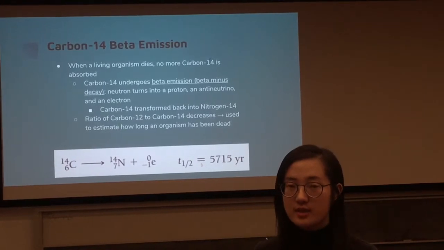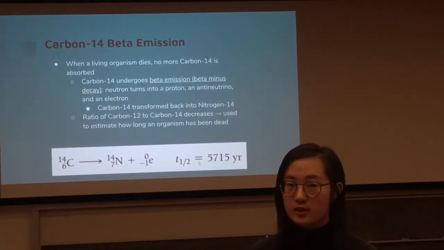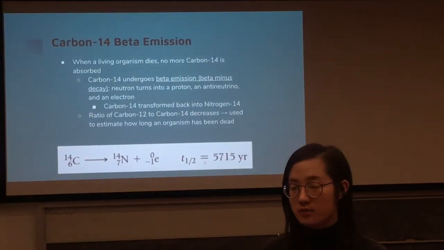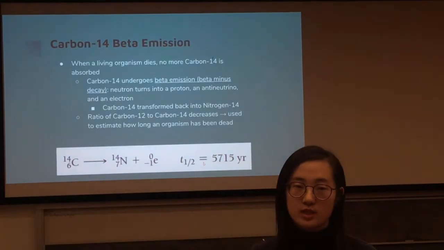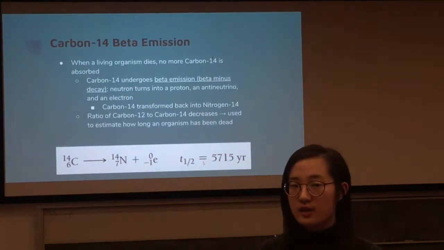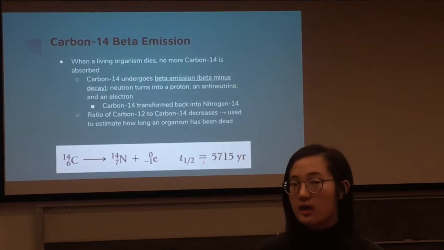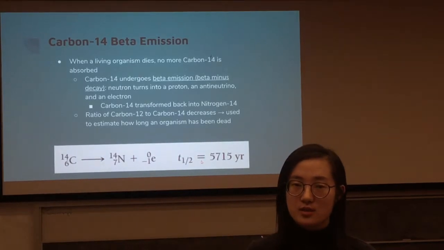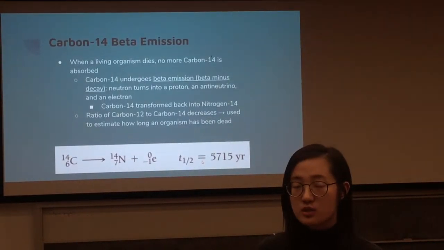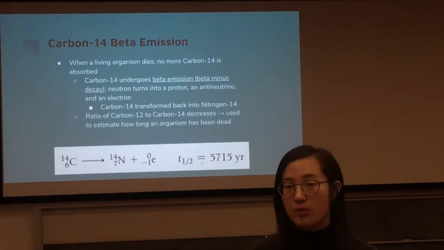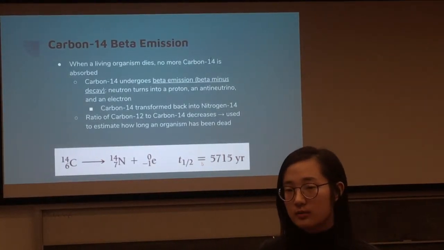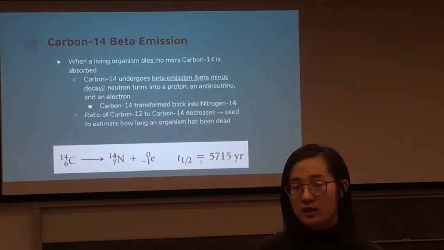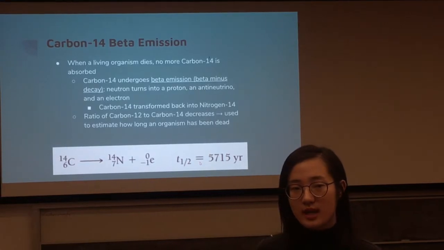When a living organism dies, the carbon-14 is no longer absorbed into its body, so the ratio of carbon-12 to carbon-14 decreases, and carbon-14 undergoes beta emission, which is when a neutron is transformed into a proton, an antineutrino, and an electron. Therefore, because the carbon-14 loses one neutron and gains a proton, it is transformed back into nitrogen-14, the stable form of nitrogen. From the ratio of carbon-12 to carbon-14, scientists are then able to determine at what time the organism died.